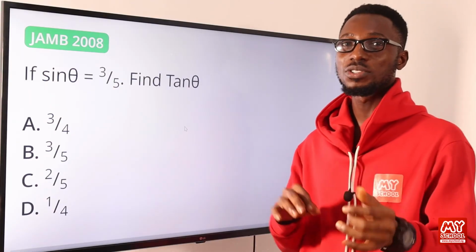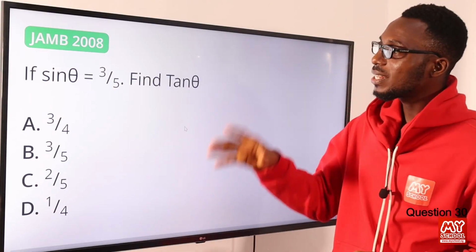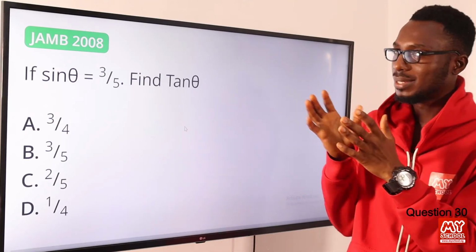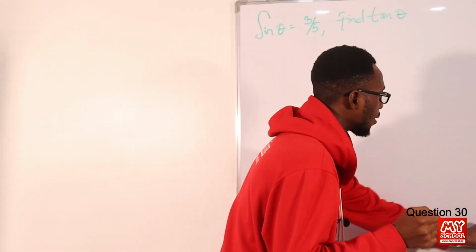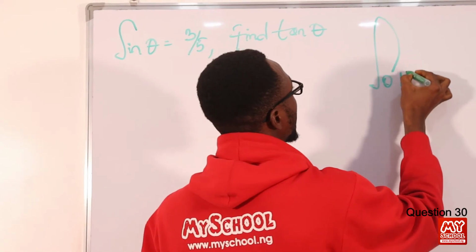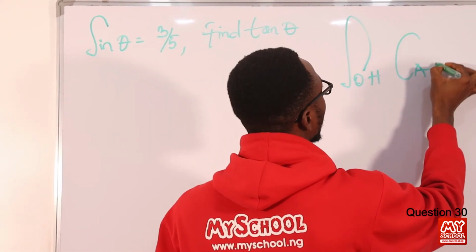So join me as I solve question 30. If sine theta equals 3 over 5, find tan theta. Okay, so this is very easy. So we recall our SOHCAHTOA. I think we are going to need this. It should be very handy.